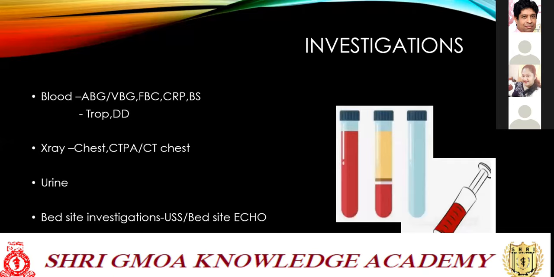If it is a trauma, then you have three main X-rays. Nowadays, we don't do the C-spine, but chest X-ray and pelvic X-ray are very important. Then if you think about pulmonary embolism, yes, you can go for a CTPA, or CT chest for trauma patients. Urine is very important, check the ketone bodies, sometimes urine full report and culture.